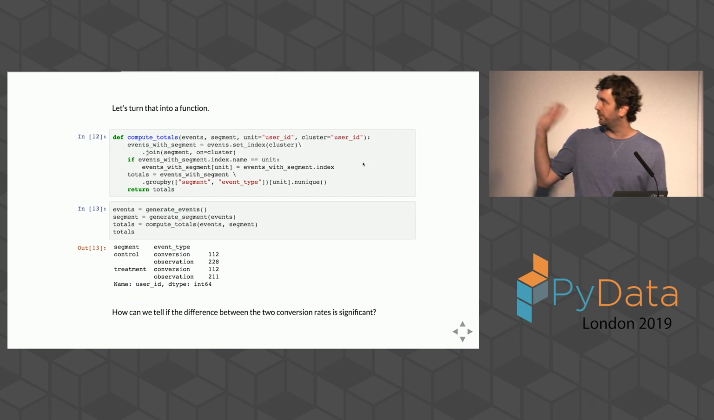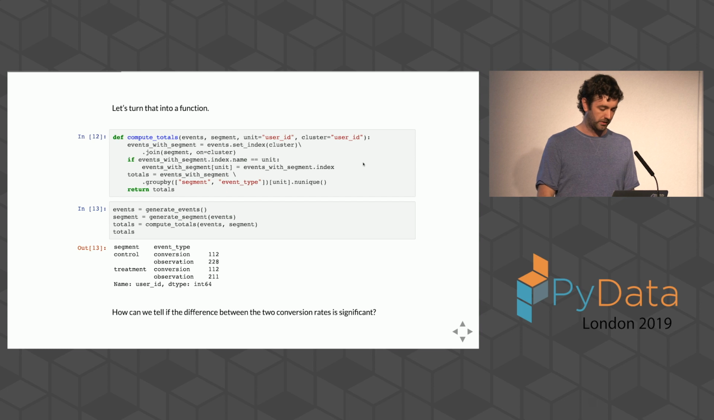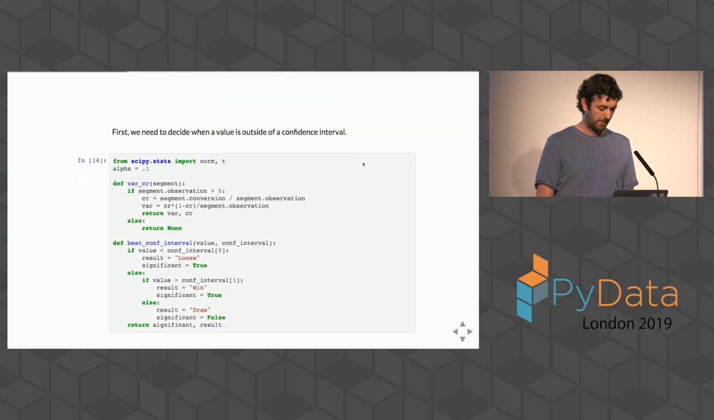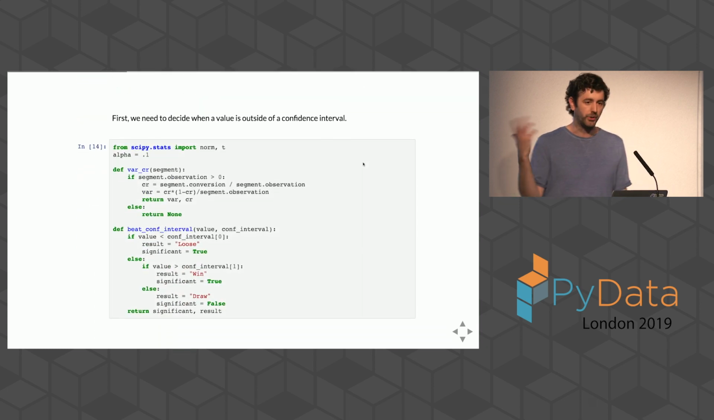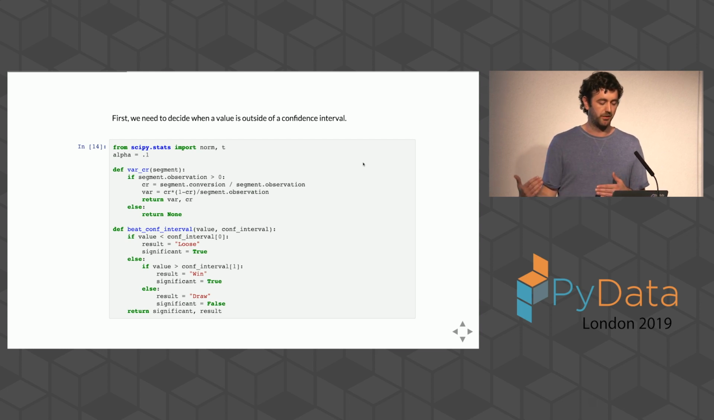Okay, we just need a function to make that. And then we're going to compute the statistics, so the conversion rate, the variance, and then compare the difference between control and alternative with your confidence interval. So the confidence interval is a tuple.